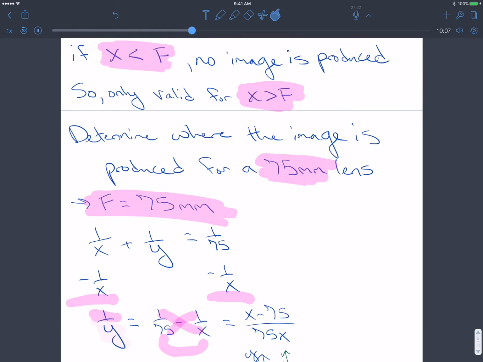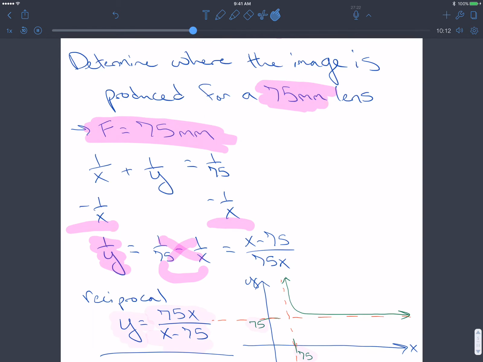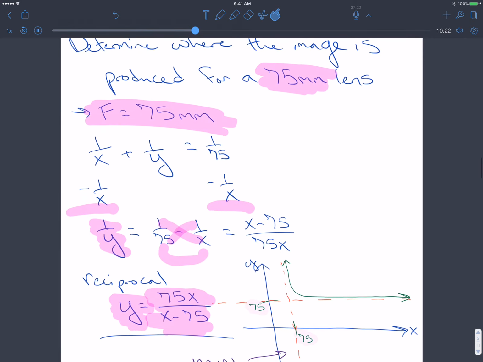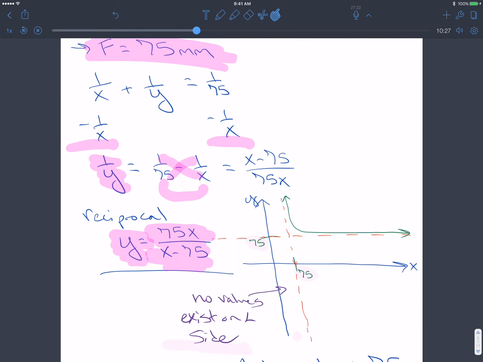Since this is a reciprocal function, 1 over y, I just flip the fractions on both sides of my equation, and that tells me that y is then equal to 75x over x minus 75, which we can sketch. And you can see that it's already sketched in here. I have a vertical asymptote when the denominator is equal to 0, so when x is equal to 75. I have a horizontal asymptote when y is equal to 75, actually, because that is effectively the bare minimum.